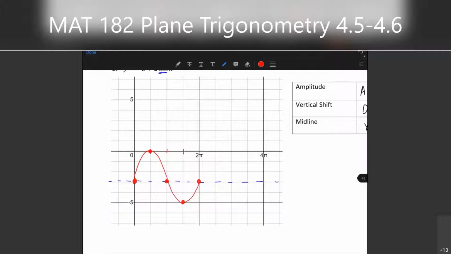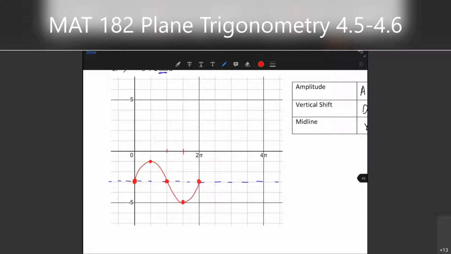So there is our, oops, I did that just a little bit too high. Let me redraw that one. This one should be up at only 2 units. There we go. That looks better. Just an amplitude of 2. There we go. That looks much better.